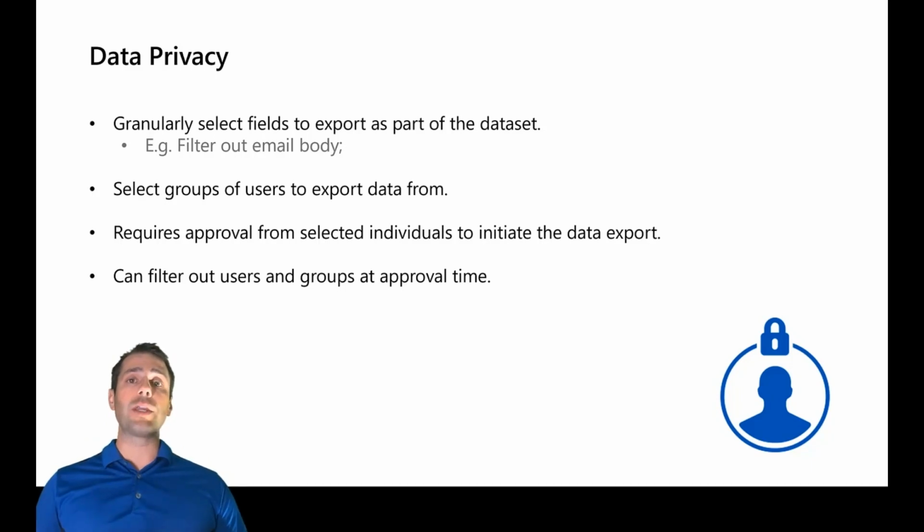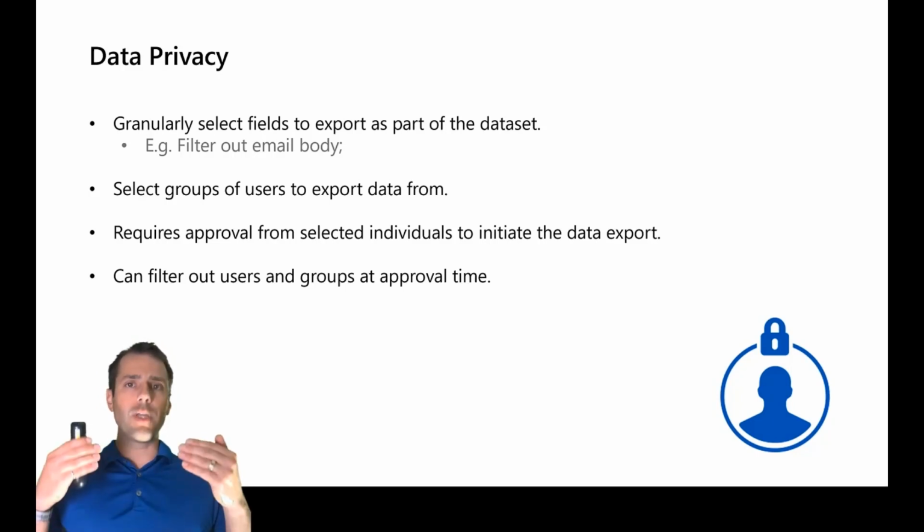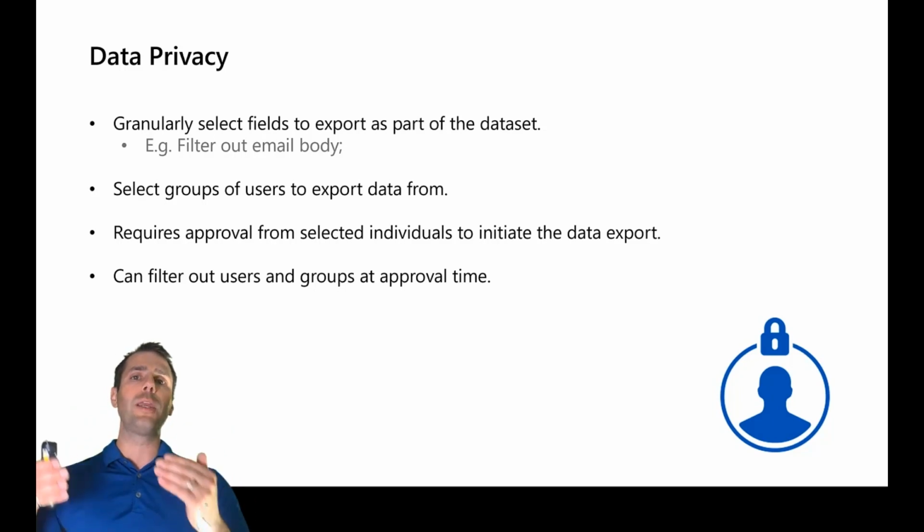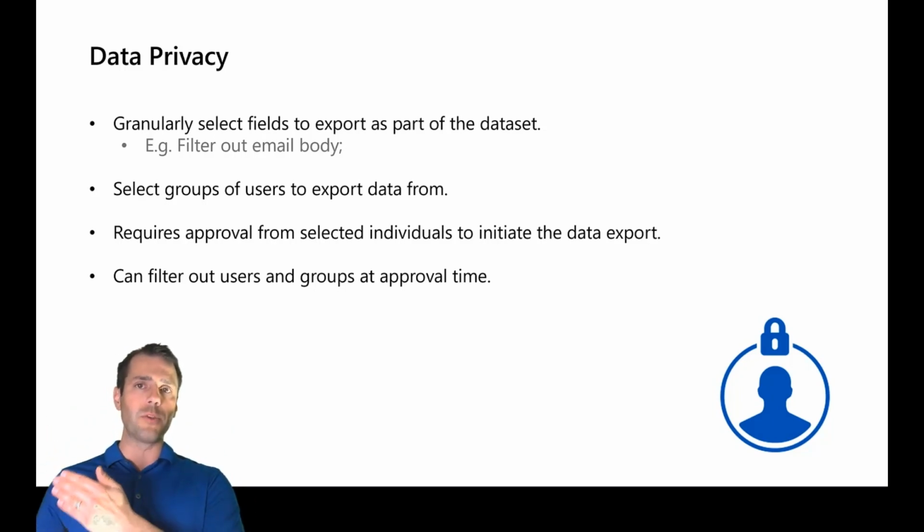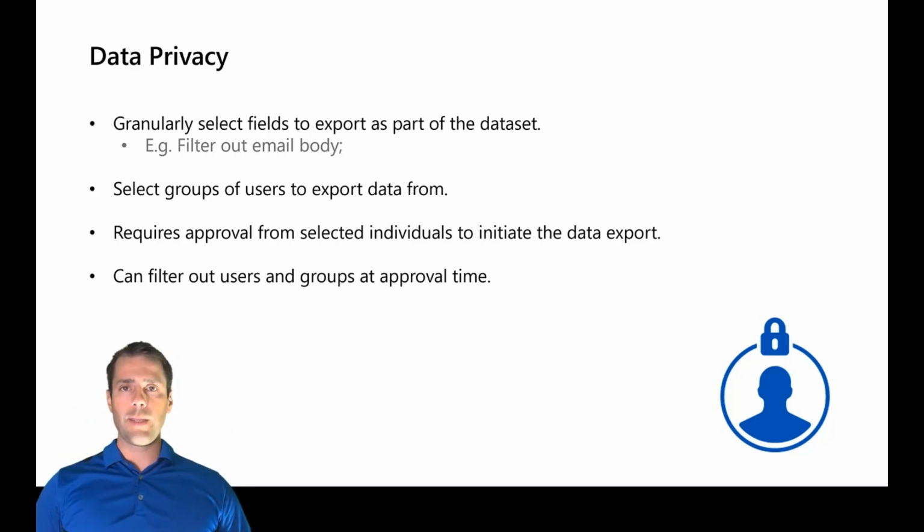The other thing you can do is, by default, you can export the information about every user in your tenant, or you can selectively pick groups in Azure AD that you want to export data from. So for example, let's say you're building a proof of concept and you want to export the emails of people in the IT and legal team. You can just select those two groups and only the entities associated with people in those groups will be exported.